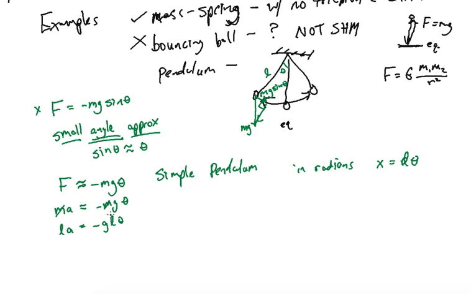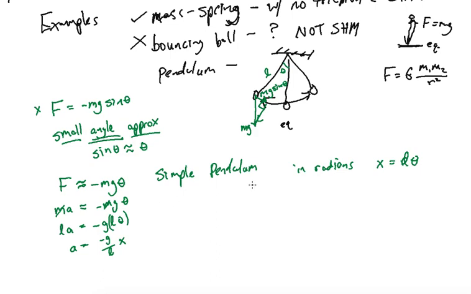But that gives us this, then just becomes a distance, right? So this would be A is negative g over L times our arc length x. So now we're back to this whole exact Hooke's law, but with g over L instead of m over k.